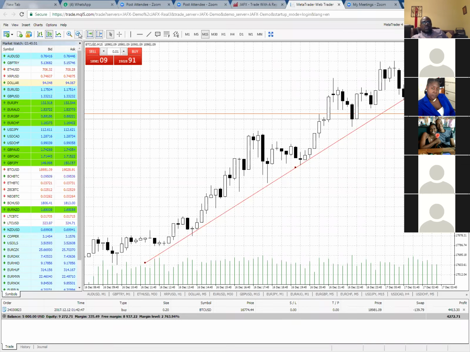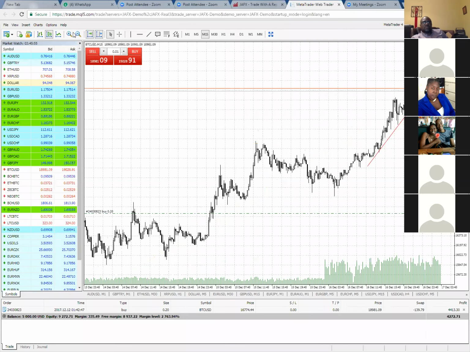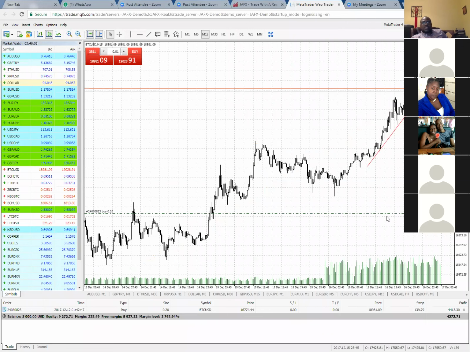Now let me zoom out to show you when Bitcoin actually, as they say in the stock world, broke out. When did the breakout take place?